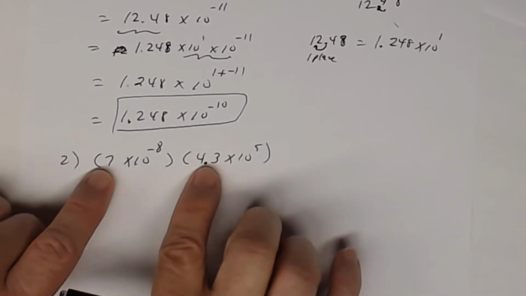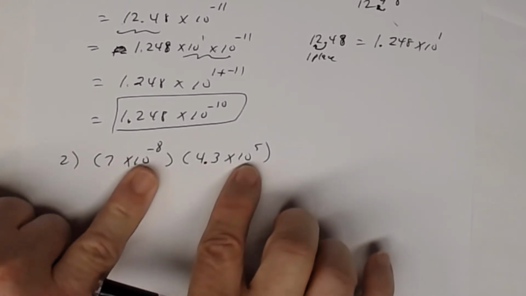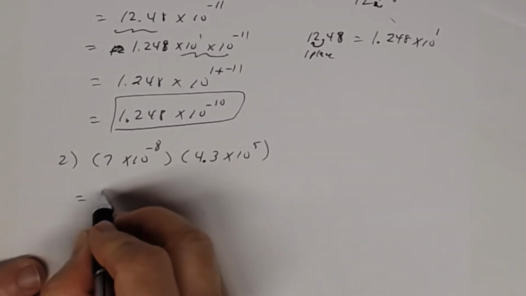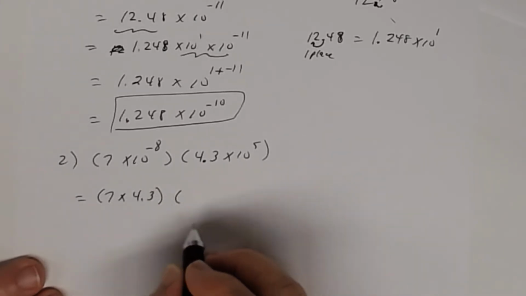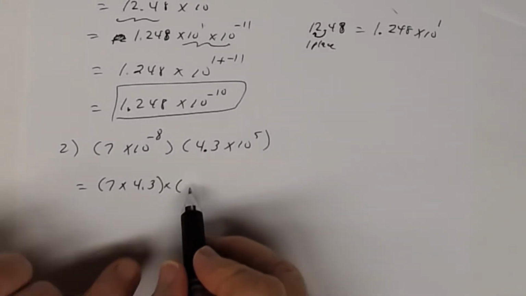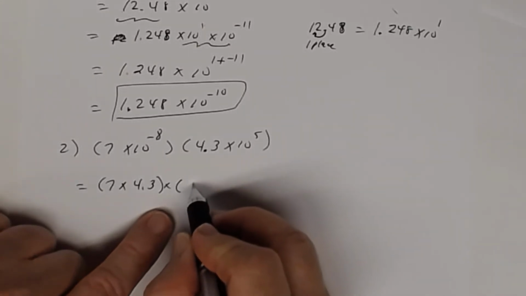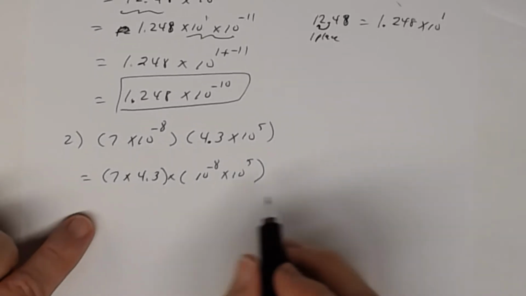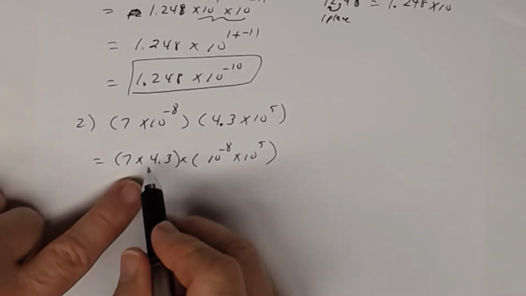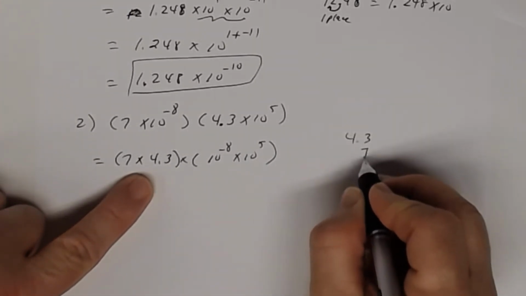So I'm going to group the coefficients, and then I'm going to group the powers of 10. I get 7 times 4.3, and then times the powers of 10, so 10 to the negative 8 times 10 to the 5th power. Let's go ahead and multiply the coefficients out. So 4.3 times 7.